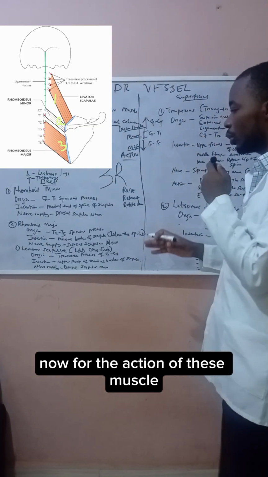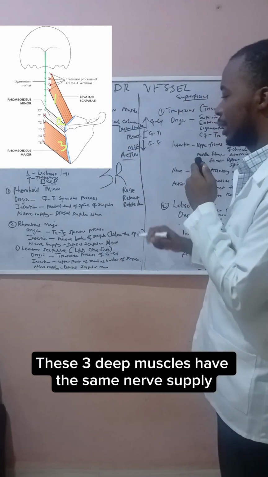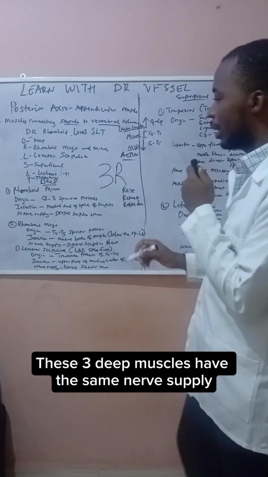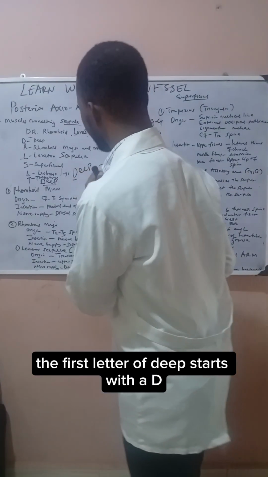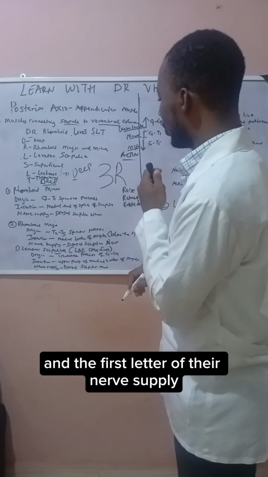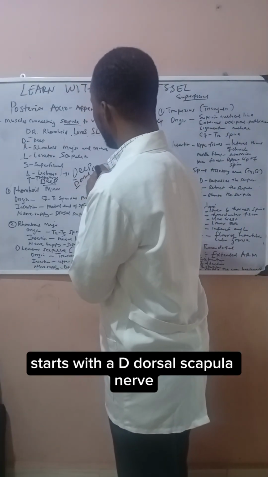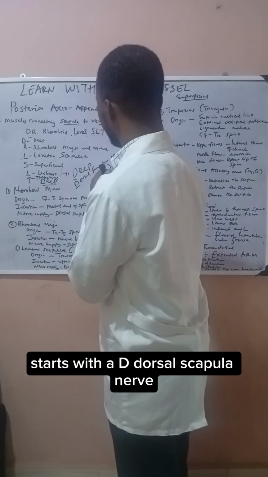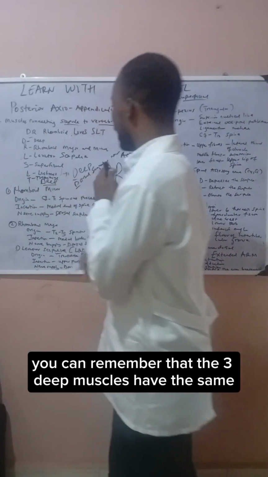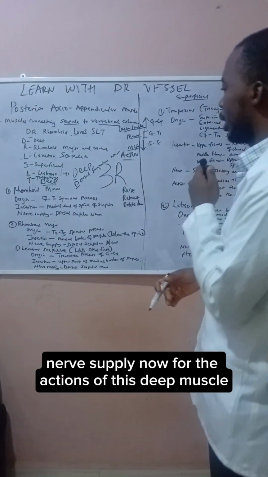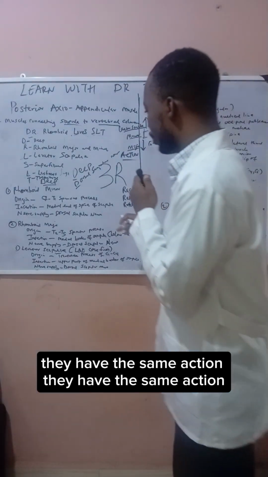Now for the action of these muscles, if you observe, these three deep muscles have the same nerve supply. They are deep muscles. The first letter of deep is D, and the first letter of the nerve supply is D: the dorsal scapular nerve. With that, you can remember that the three deep muscles have the same nerve supply. Now for the actions of these deep muscles, they have the same action.